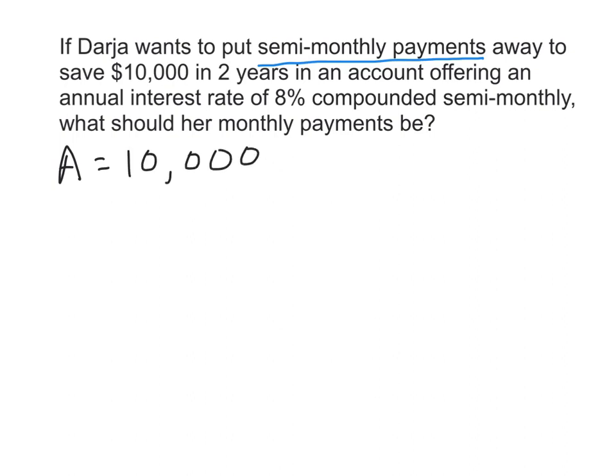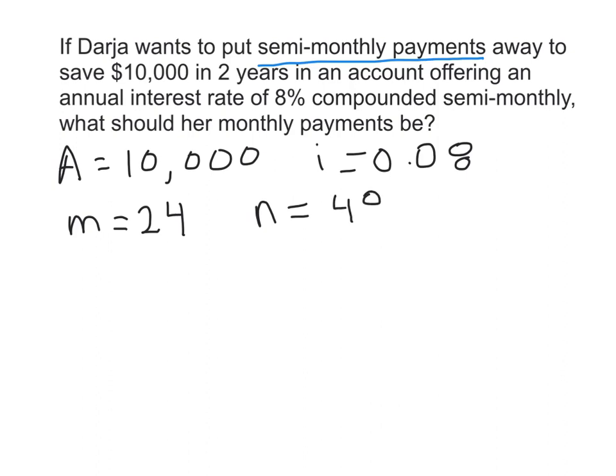My account offers interest at 8%, compounded semi-monthly, which means twice a month, so in 1 year, that'll be 24 times. And if I leave it for 2 years, that's 24 times 2, 48 total interest periods. And I want to know, what should my monthly payments be? So plugging this into the annuity formula will look like this.